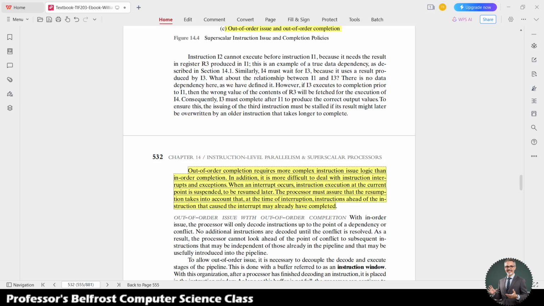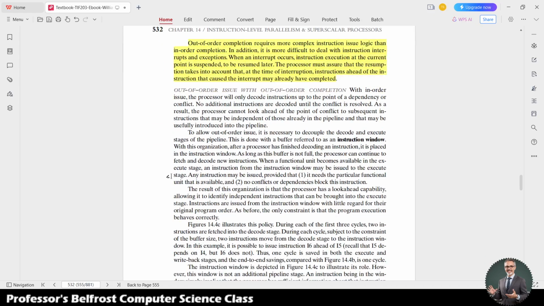Then we have out of order issue with out of order completion. With in-order issue, the processor only decodes instructions up to the point of dependency or conflict, and no additional instructions are decoded until the conflict is resolved. This results in a processor that cannot look ahead of the point of conflict. Subsequent instructions that may be independent of those already in the pipeline may be useful to introduce into the pipeline.